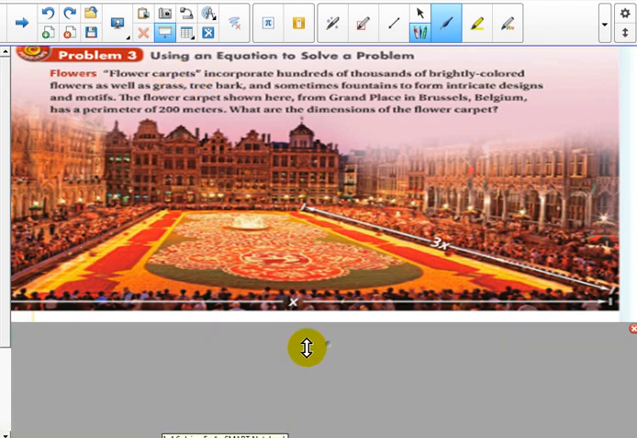It says you've got this beautiful event that takes place out in Brussels, Belgium. Flower carpets incorporate hundreds of thousands of brightly colored flowers, as well as grass, tree bark, and sometimes fountains to form intricate designs and motifs. The flower carpet shown here from Grand Palace in Brussels, Belgium, has a perimeter of 200 meters. What are the dimensions of the flower carpet?